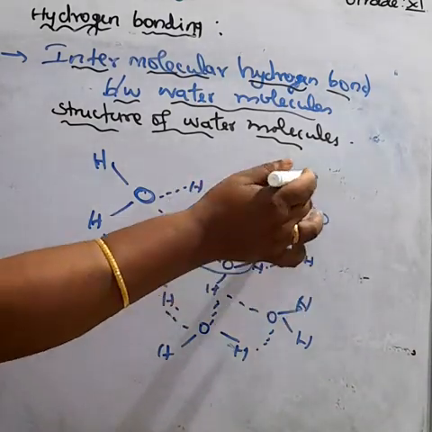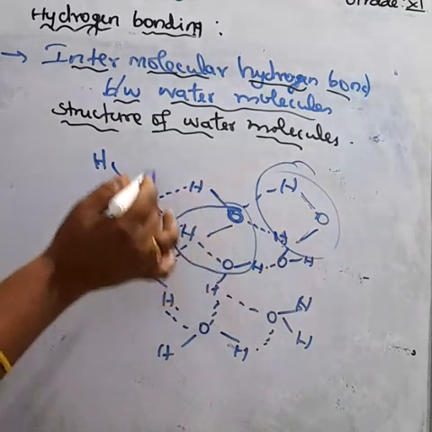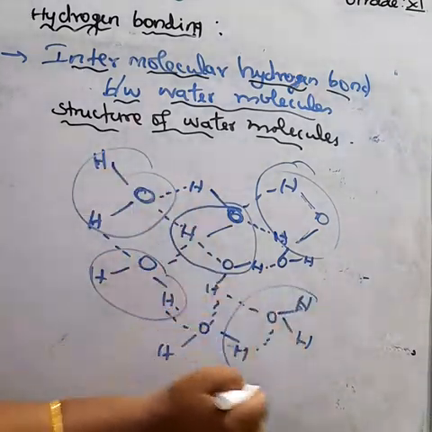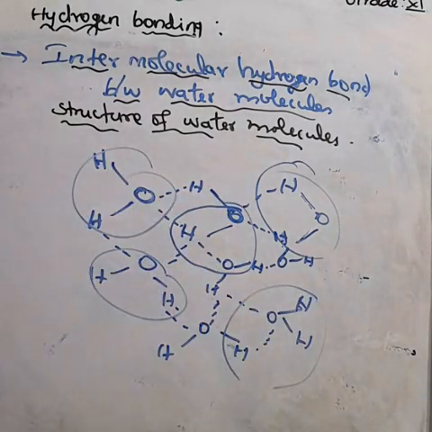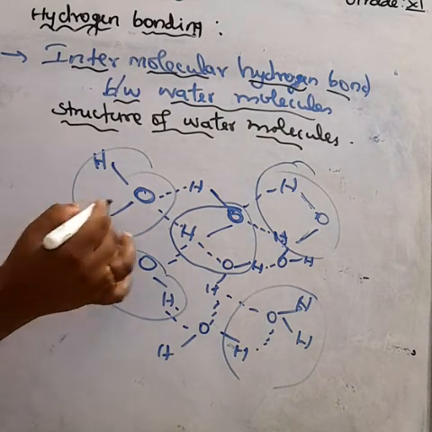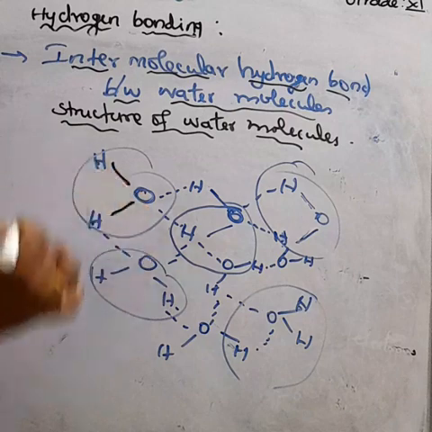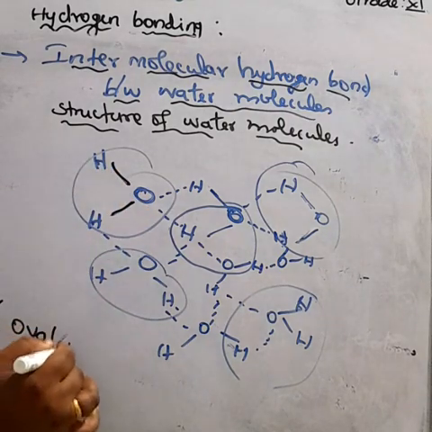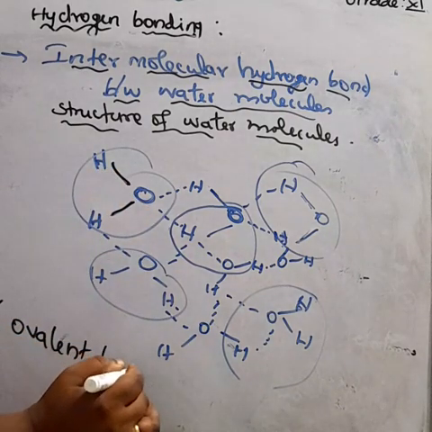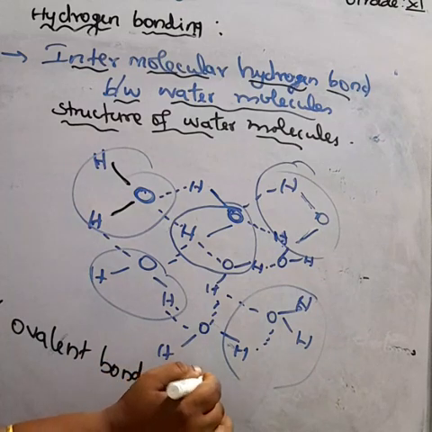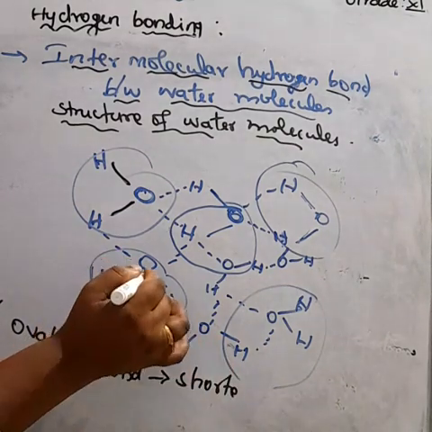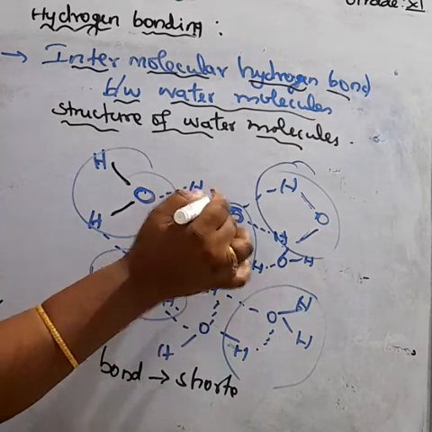Okay, understood? So here the covalent bond is the shorter distance in the water molecule, and the hydrogen bond is the longer distance. The oxygen and the two hydrogen atoms are formed by covalent bonds. This is the covalent bond, indicated by the solid line, and the hydrogen bond is indicated by the dotted line.